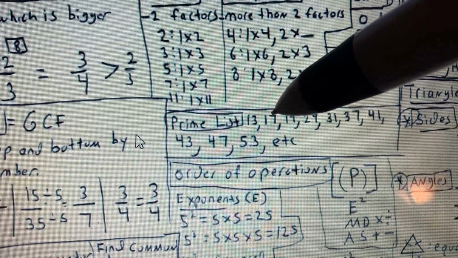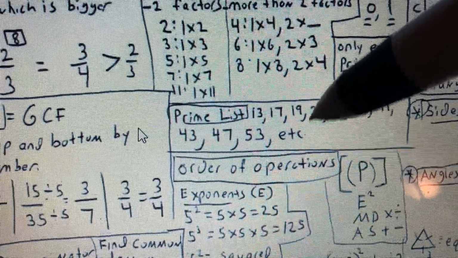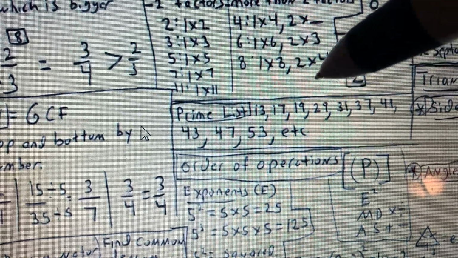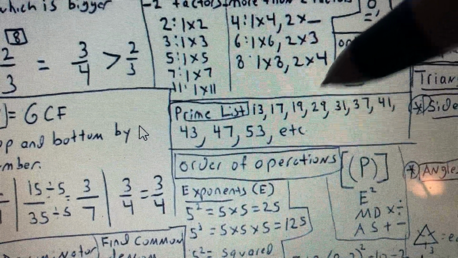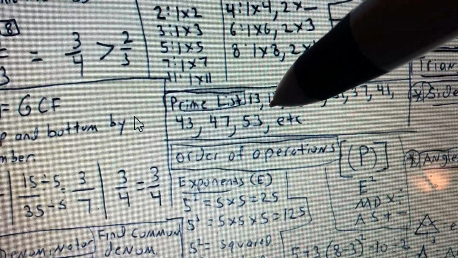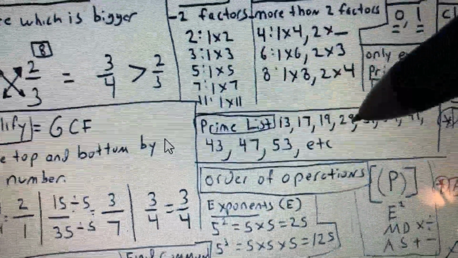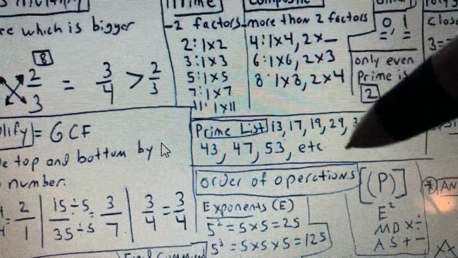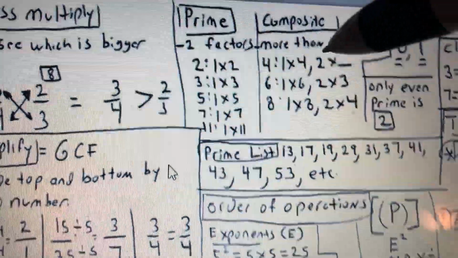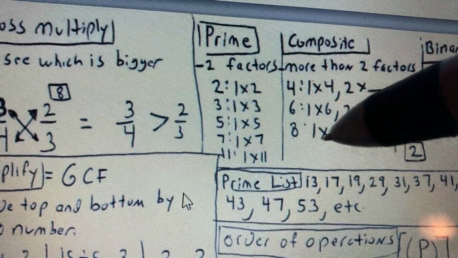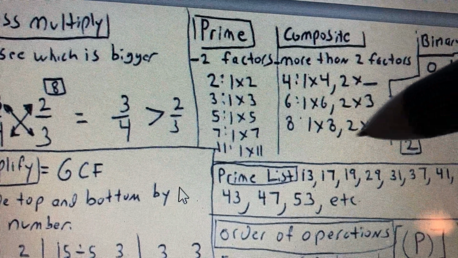Prime list, you also have 13, 17, 19. I skipped one here. Some students noticed. What was it? It's not 21, not 20. I think it's 23 should be there. But there's also 29, 31, 37, 41, 43, 47, 53, etc. Remember, not all odd numbers are going to be prime. For instance, if I'd kept going over here on my composite list, I could have put a 9, and 9 is 1 times 9 and 3 times 3, right?